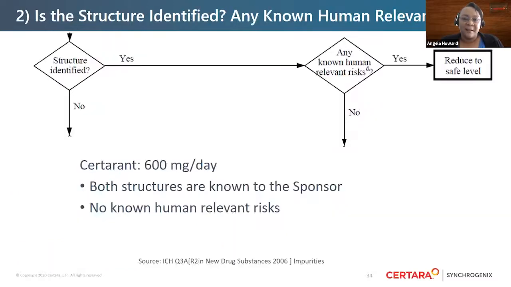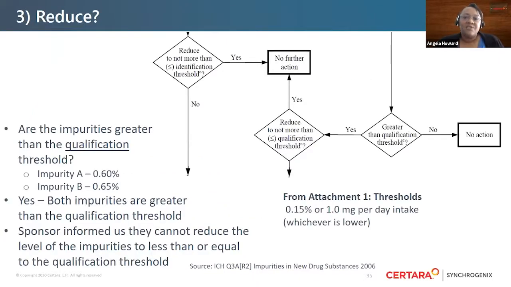Next slide, please. As we continue down, we ask the question, do we know what the structures of those impurities are? In this case, yes, both structures are known to the sponsor. And so we continue down the decision tree. Are there any known human relevant risks? In this case, there were none. Next slide, please.